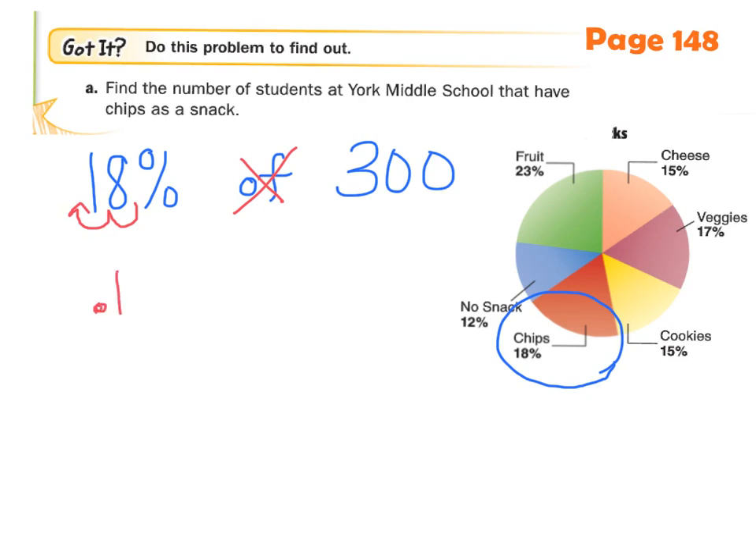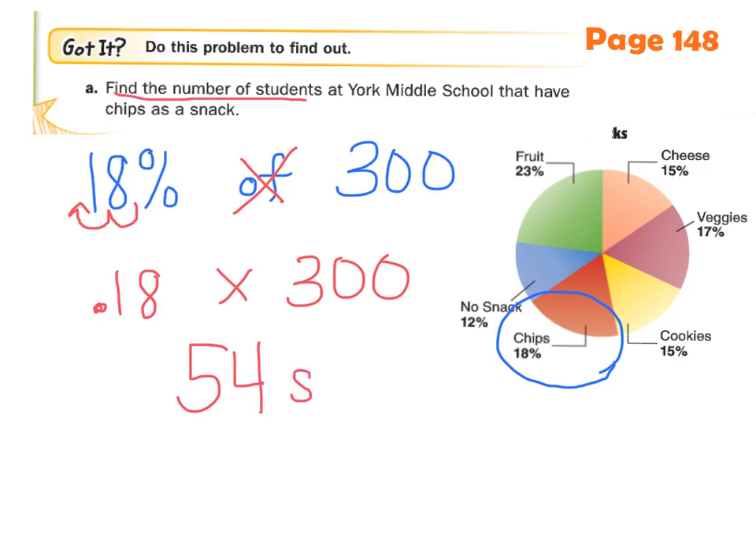And I'm going to say 0.18 times 300. I get my calculator out and I type in 0.18 multiplied by 300, and I get an answer of 54. That was the number of students, so I'm going to say 54 students. Percent of the number: change it to a decimal times the number. You've got this. This is going to be good.